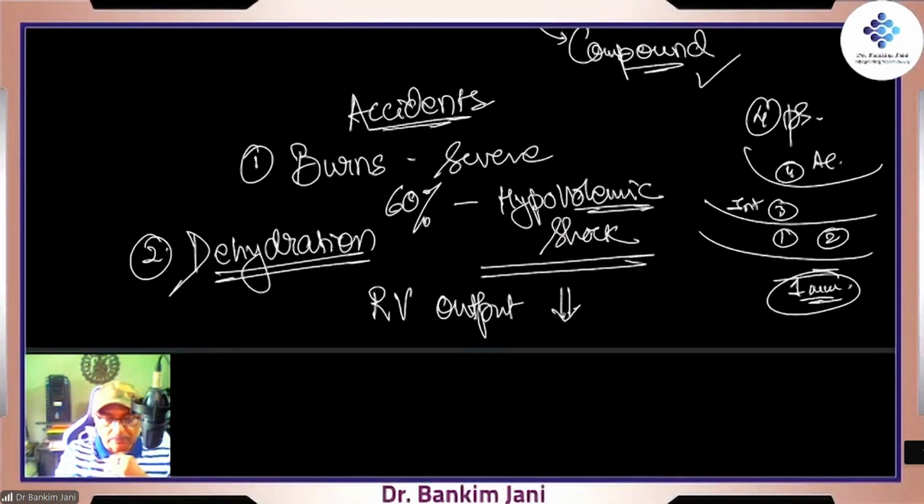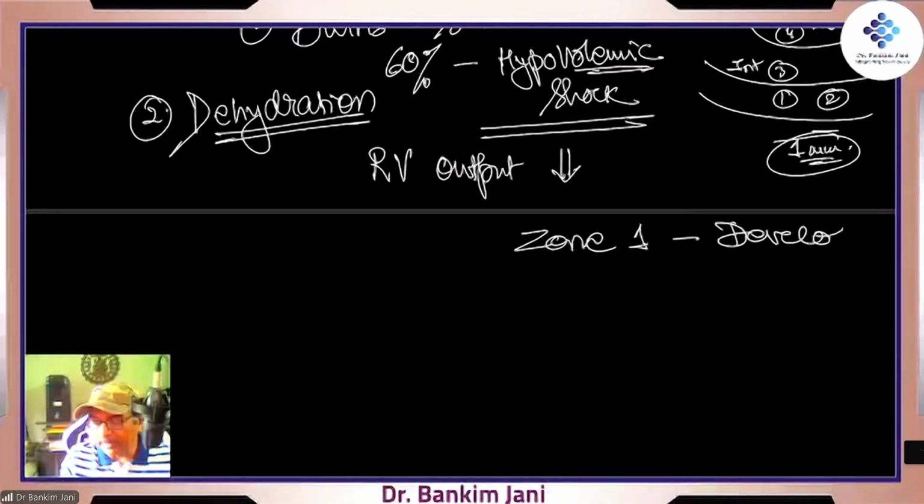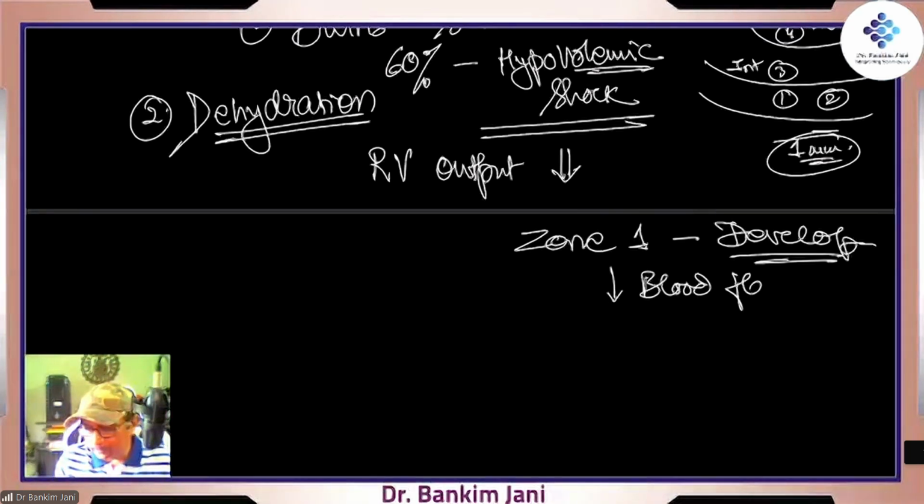Okay, so this we understand. This is where zone 1 would develop. When they say that zone 1 is developing, what does that mean? That there are some specific areas in which the blood is not good, or there is decreased blood flow. Decreased blood flow.